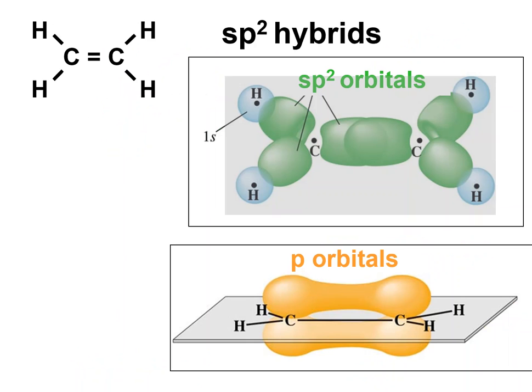So let's look at an example. So this has a double bond. This is ethene, also called ethylene. Okay, so the green here is the hybrid orbitals, the sp2. And wherever they overlap, like right here with the hydrogen, that's a sigma bond. So there's a sigma bond right between them. So I see 5 sigma bonds.